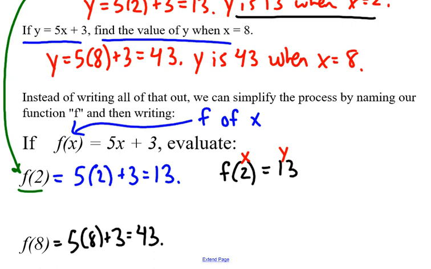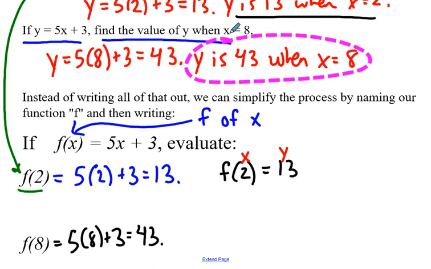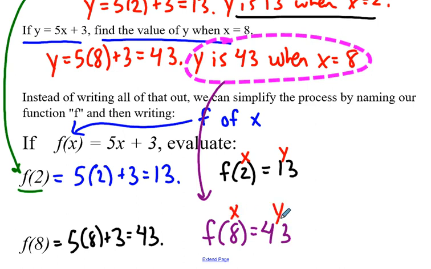Instead of writing this whole statement right here, I could replace it by the statement f of 8 equals 43. When my x coordinate is 8, my y coordinate is 43. That's why we use function notation. It's a shorthand notation. It's more efficient.